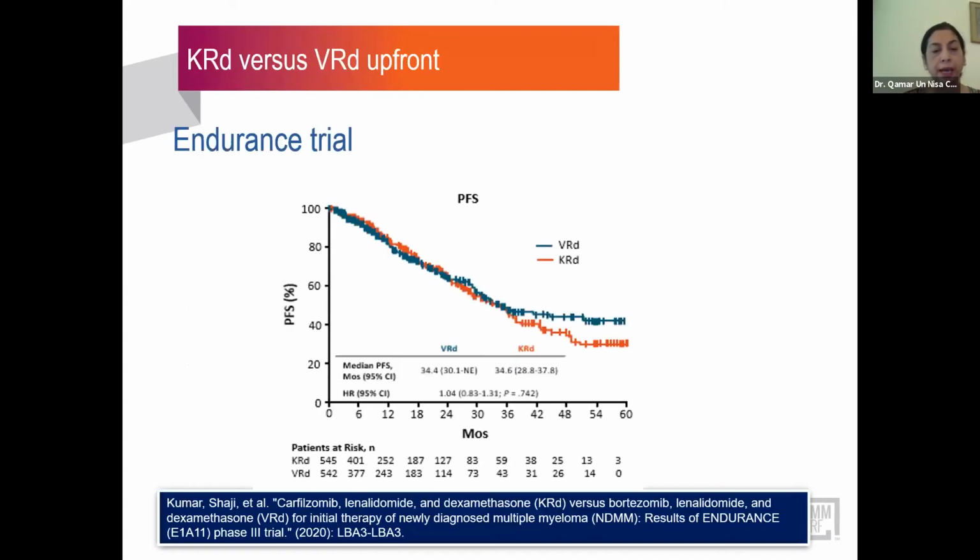So a quick comparison between carfilzomib and bortezomib as the induction regimen, and we see this comparison from Shaji Kumar and his colleagues. And this is the ENDURANCE trial, which was presented at ASCO this year. And we see that there is actually no difference in terms of progression-free survival. And this was a surprising finding, in fact, between both the VRD and the KRD arms.